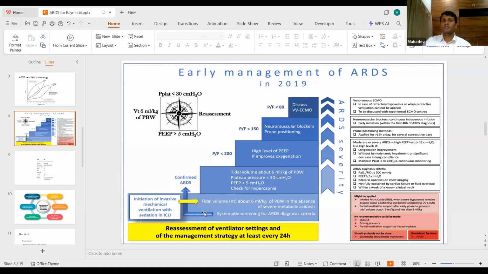And we usually prone the patient for how many? What is the duration? If somebody is interactive, we can know. Around 16 hours, sir. Yes. Thank you, Nesra.